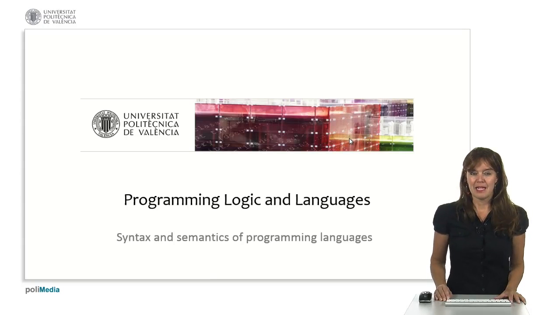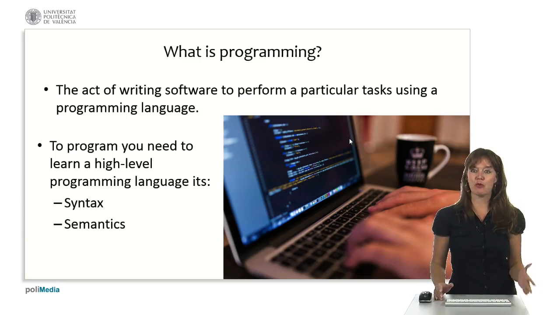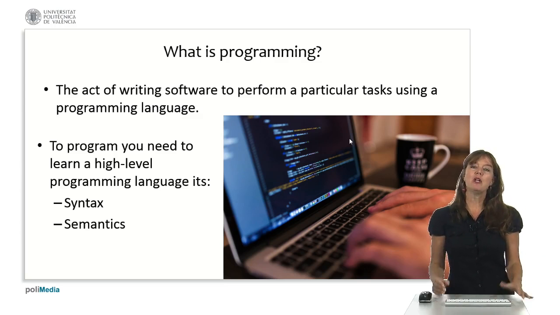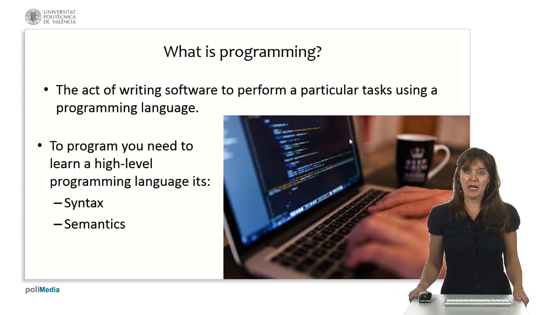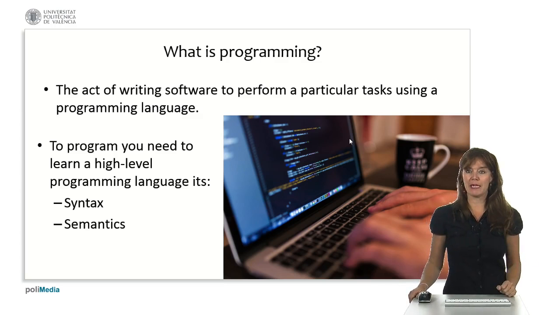Hi. Let's look a little bit more at the syntax and semantics of programming languages. So we have seen that programming is the act of writing software to perform a particular task. And we write this software, or computer programs, using a programming language. So what do you need to do in order to be able to program? You need to learn a high-level programming language in order to know how to use it to create software.